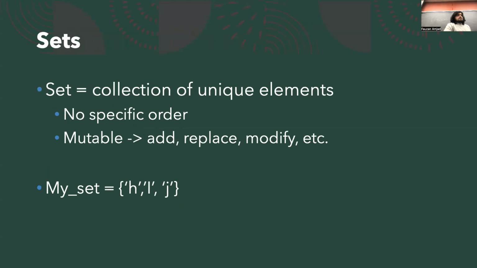Now, a set is just a collection of unique elements, so it's not going to have repetitive values. So if you have 5, 5, 5, 5, it's only going to keep one of those fives, and it's going to store that as a collection of that element. There's no specific order with it, and it's mutable. I think the prior Python documentation might say that it's immutable, but you can add, replace, and modify elements within it. You're going to use the curly brackets to create a set.